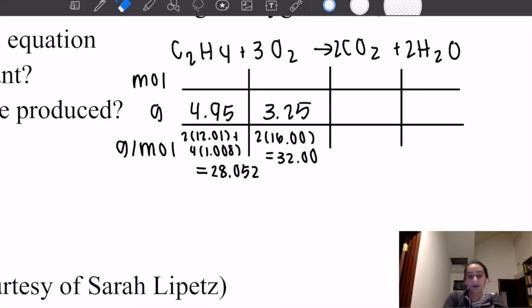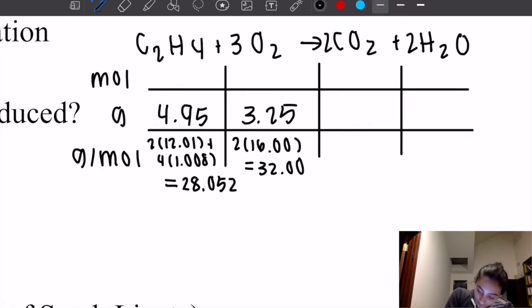And while we're at it, we might as well just calculate the molar mass of the products. So carbon, we have 12.01 plus 2 times 16.